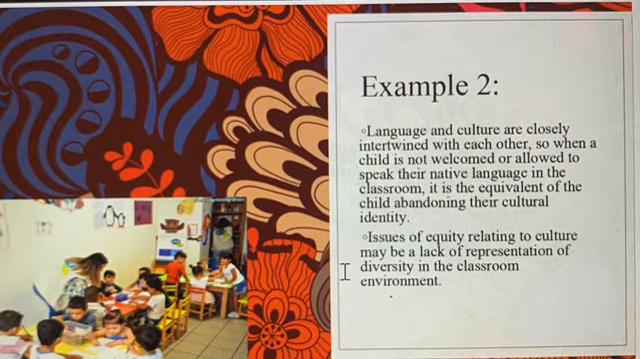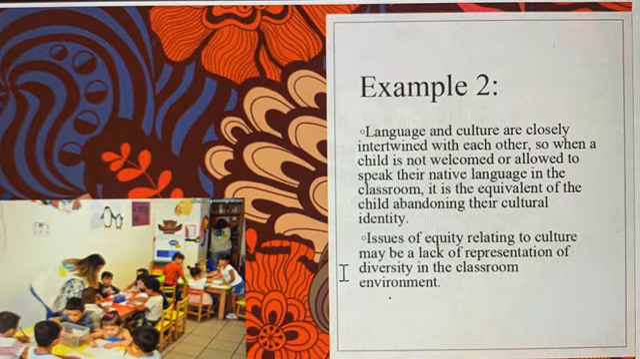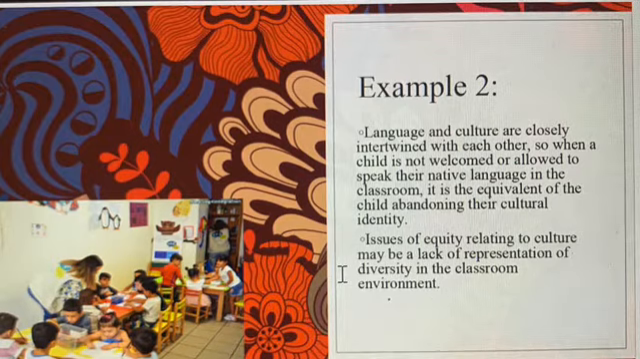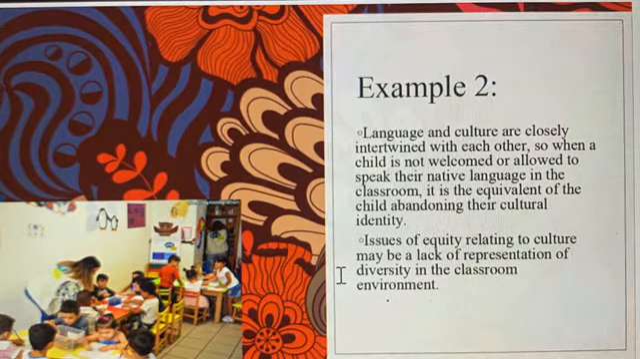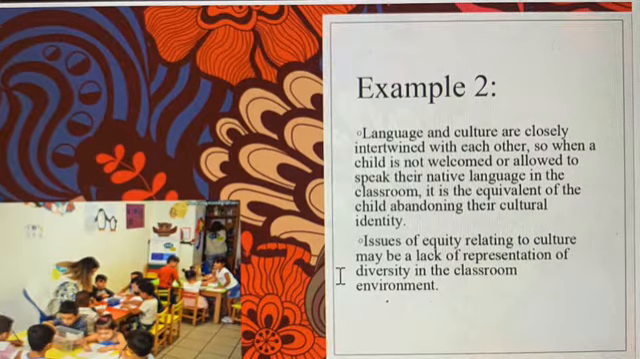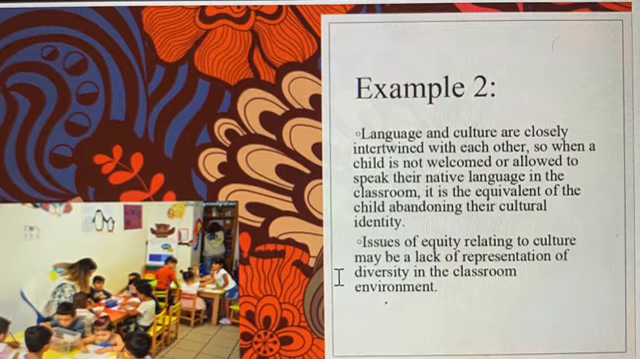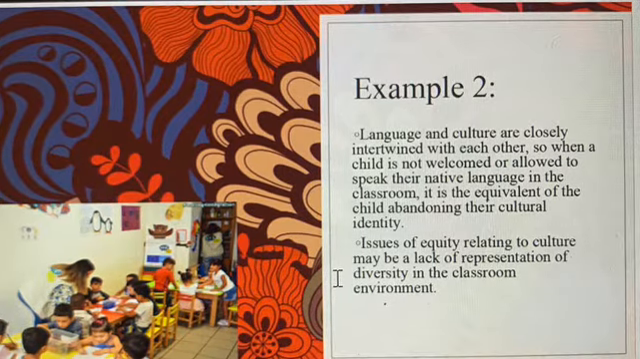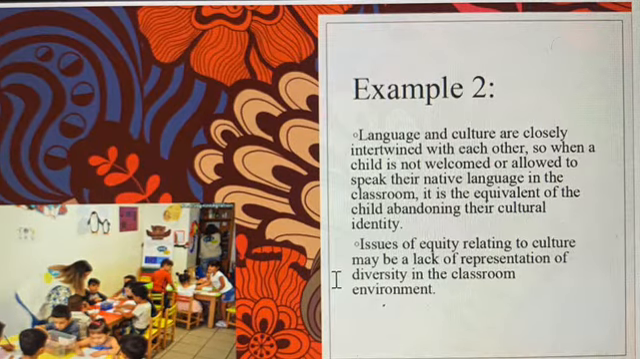Issues of equity relating to culture may be a lack of representation for diversity in the classroom environment. So when an African American or Latino child walks in the first day of school and they notice all the posters and pictures on the walls are of only white boys and girls, that type of environment lacking in representation may translate to the child as their culture not being good enough, and they start to question their own identity's worth. That may carry with the child into adolescence and even adulthood, taking the form of low self-esteem or social anxiety.